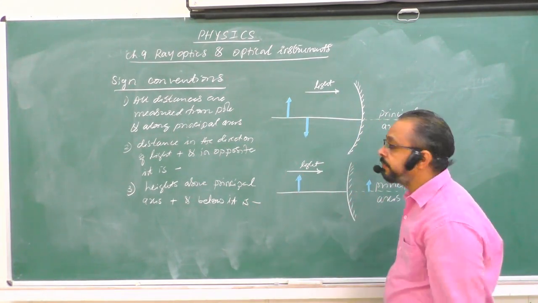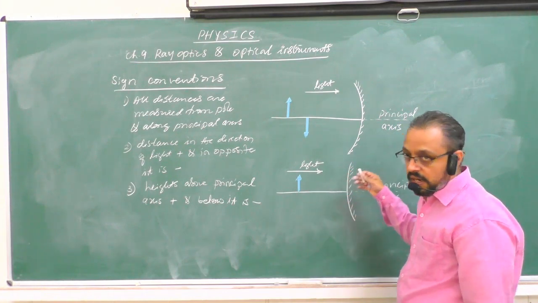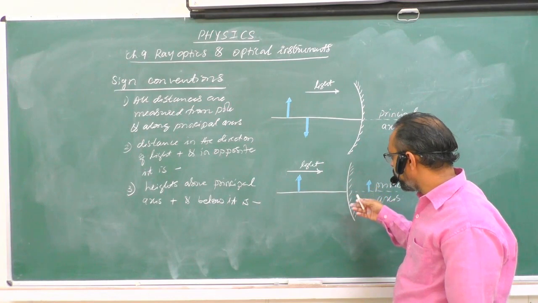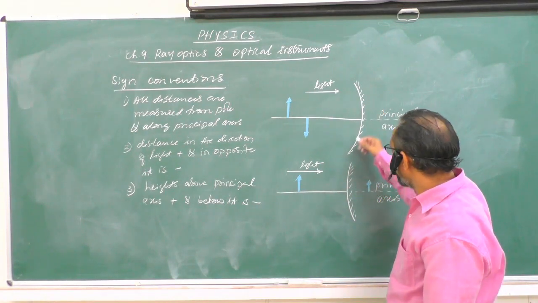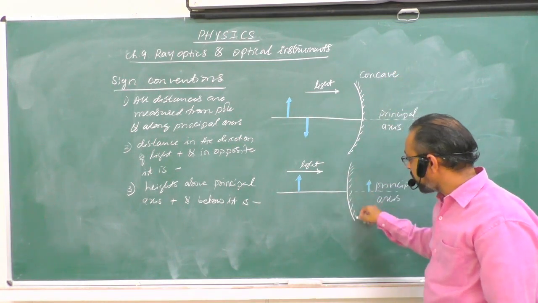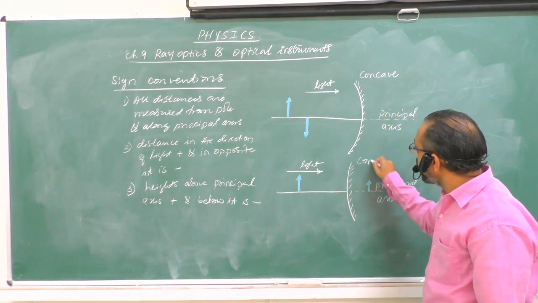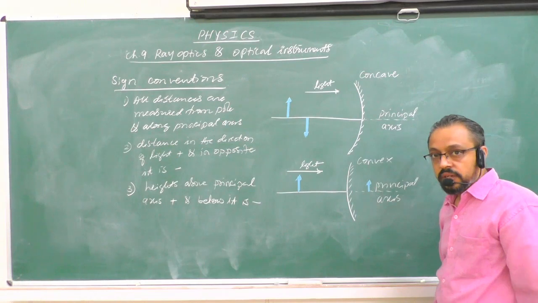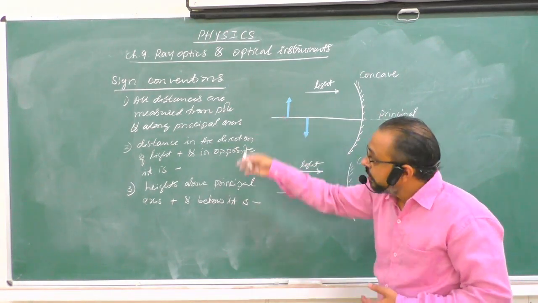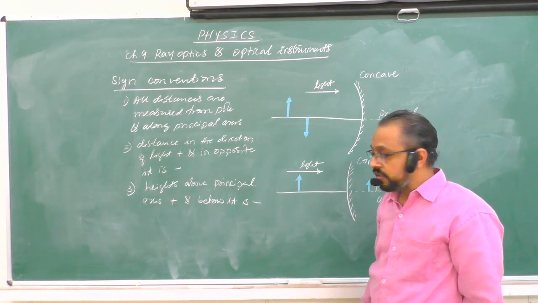Let me explain it. For that, I have 2 drawings for you. One is here and one is here. And this kind of mirror we call a concave mirror and this kind of mirror we call a convex mirror. I may need both these kinds of mirrors to learn about these sign conventions.